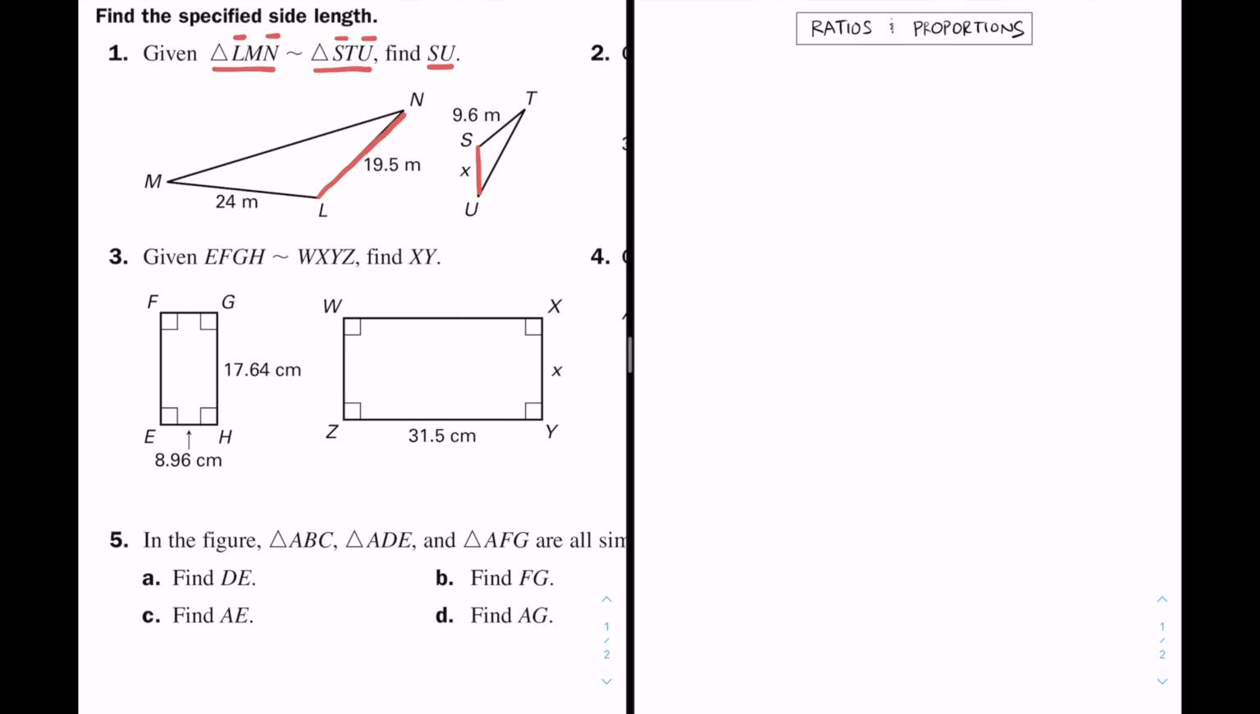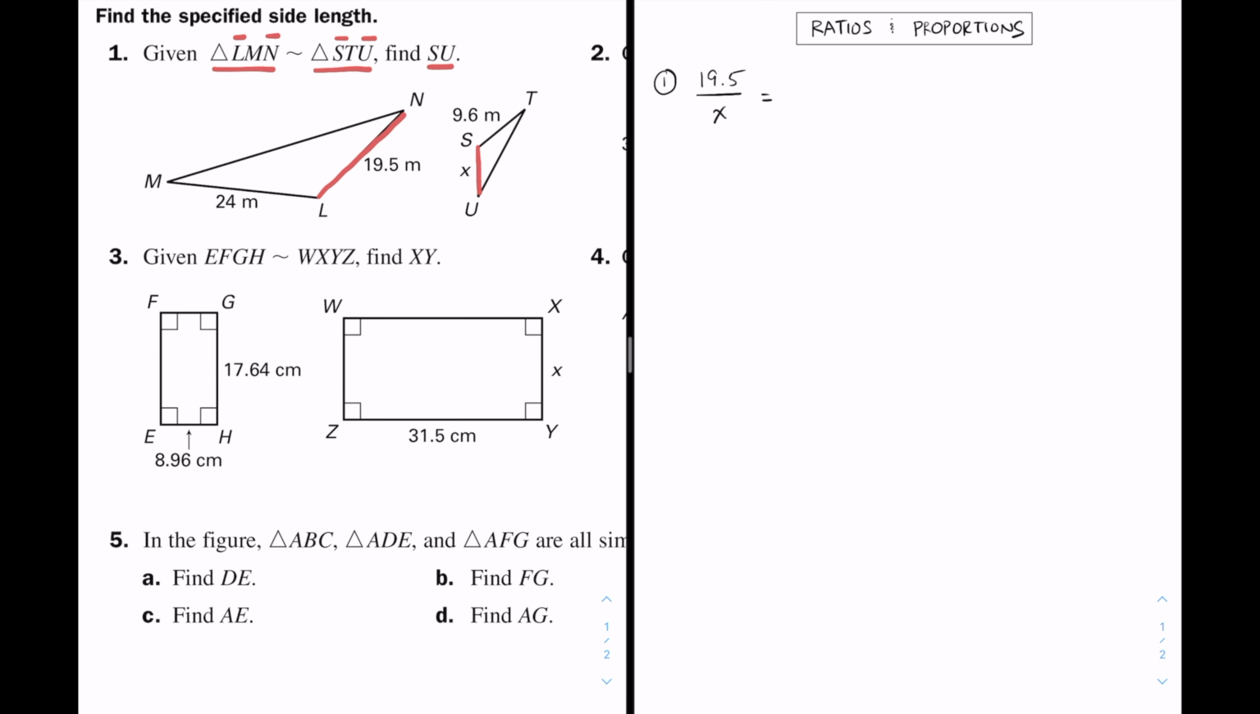So what we're going to do over here is I'm going to go ahead and write that ratio right away. So I know the ratio is going to be from this, I guess we can go from the longer one to the shorter one. That's perfectly fine. So I'm going to do 19.5 to X. Okay, so we're going from the bigger one to the smaller one. And let's see what else we have here.